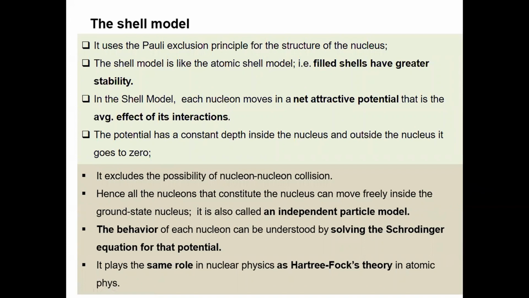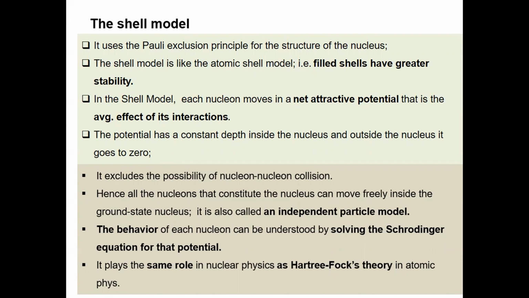The shell model is based on the principle that we will use the Pauli exclusion principle for the structure of the nucleus. And similar to the electron shells, the nucleus has shells and the nucleons revolve in those shells, or they occupy those shells. The shell model is just like the atomic shell model. Filled shells have great stability. There are energy levels that are allowed, and there are regions where there is no allowance for stay.